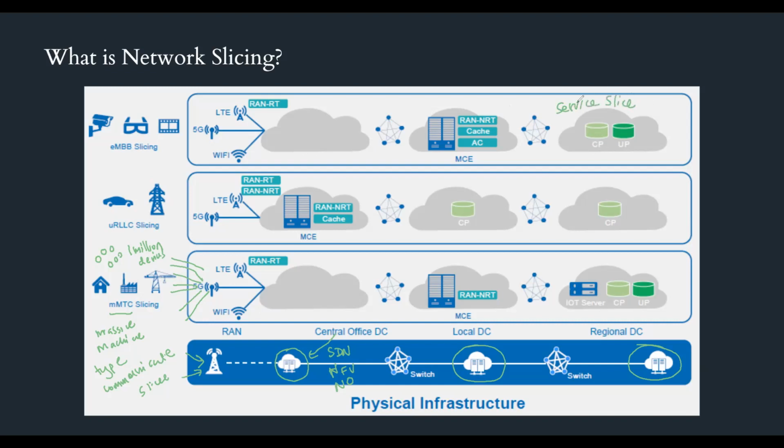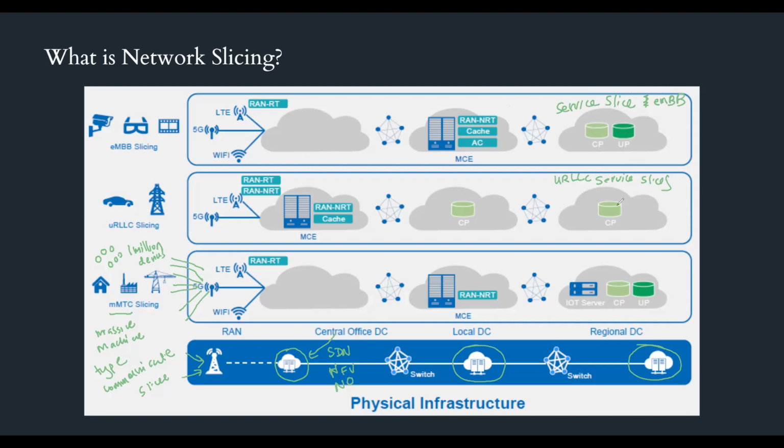Likewise, this is a service slice. We don't call it 1. It is the eMBB service slice, enhanced mobile broadband service slice. This is the URLLC service slice. Likewise, we have different service slices, and different service slices are defined by different requirements. Each slice has a different requirement.